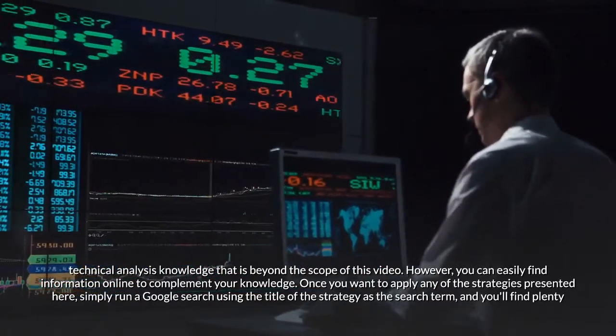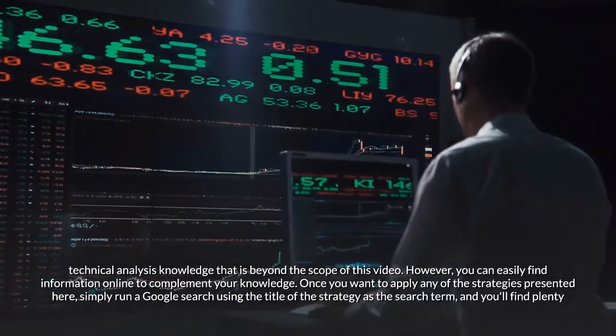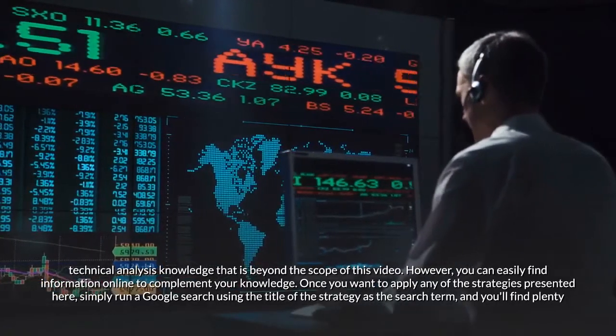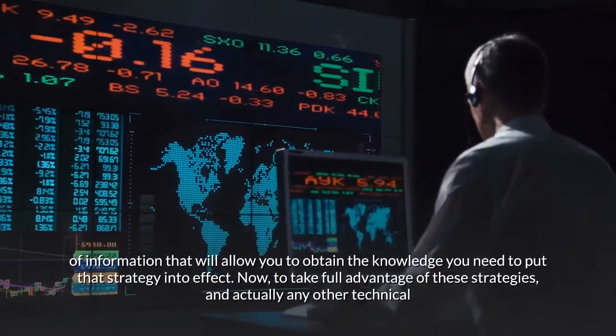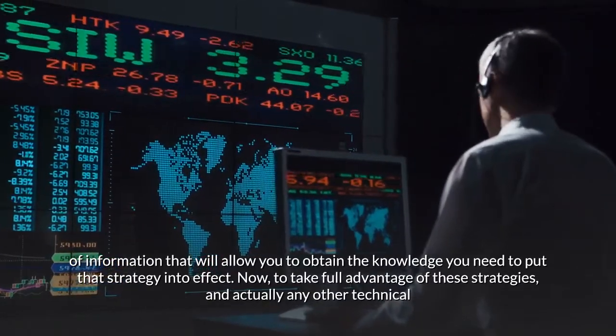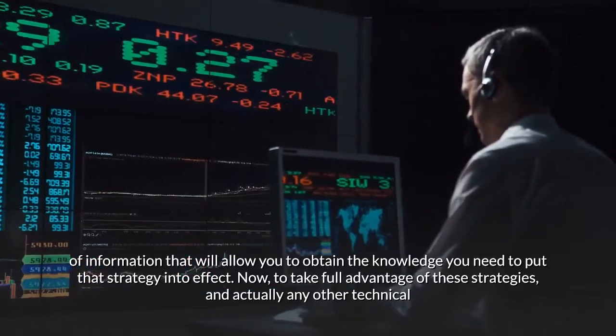Once you want to apply any of the strategies presented here, simply run a Google search using the title of the strategy as the search term, and you'll find plenty of information that will allow you to obtain the knowledge you need to put that strategy into effect.